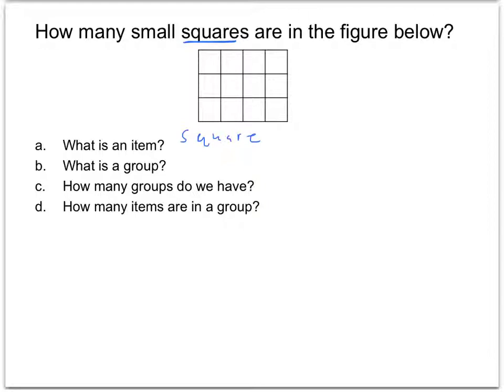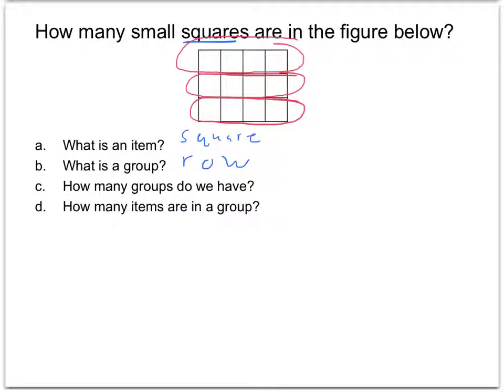Now, second question, what is a group? Well, a group isn't quite as clearly identified in this problem as it is in the first problem, and there's actually a couple of different ways that we could look at this. One way to look at this is let's take a row here as being a group of squares. So there's one group, and there's a second group, and there's a third group. Okay, so what is a group? Well, a group is a row of squares.